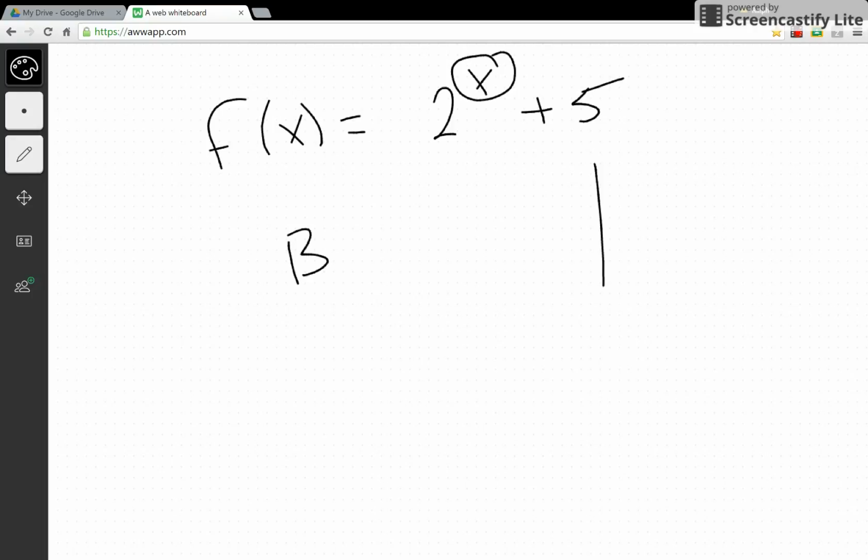Looking at number 5, it gives me this function, and they want me to match which one it could possibly be. Well, you see here the x is up here in the power. So that tells me it's an exponential. So the answer has to be B. Remember, exponentials are smooth curves that are always increasing or decreasing.